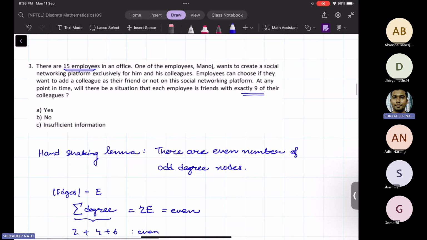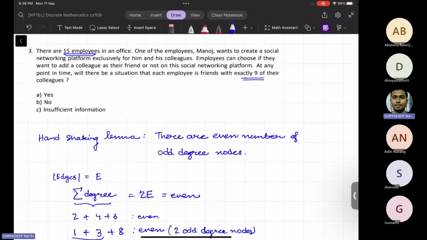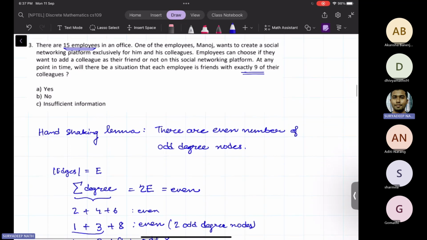So this question is a straightforward question. It says, will there be a situation where there are 15 employees and each of them has 9 friends? So employees are the nodes, and the degree of each node is 9, so it is an odd number. A graph should always have an even number of odd degree nodes, but there are 15 nodes, so not even, and this is an odd degree, that is 9. So by the handshaking lemma this is never possible, so the right answer is no.